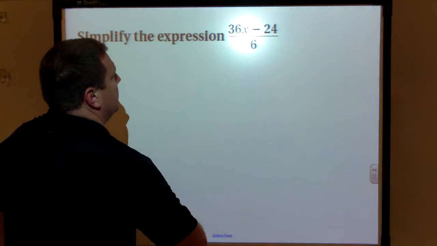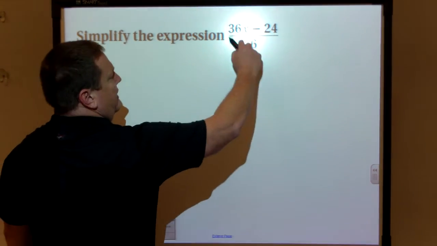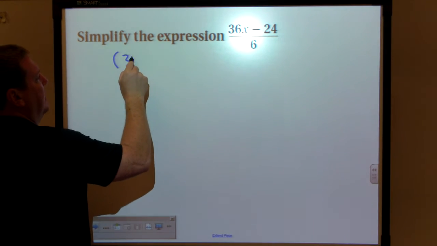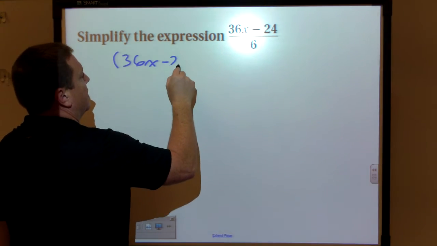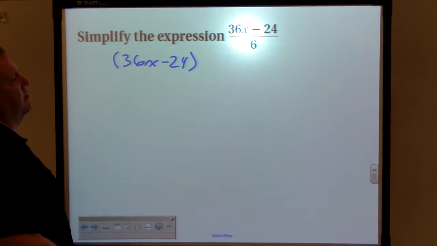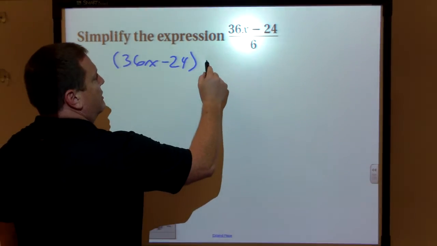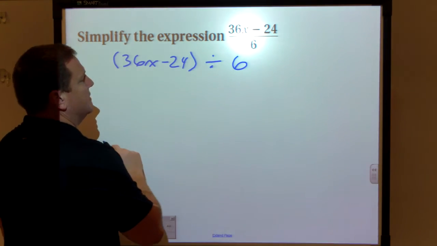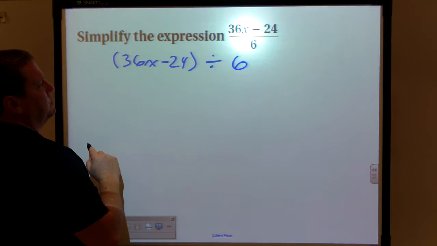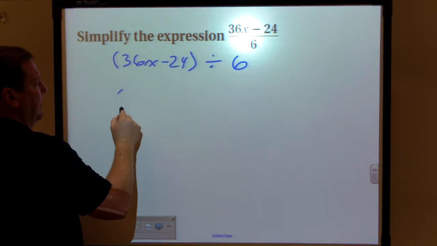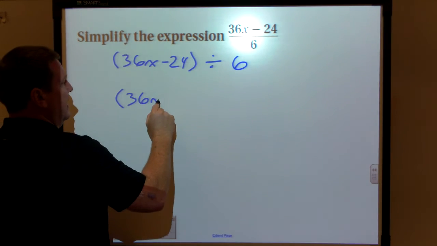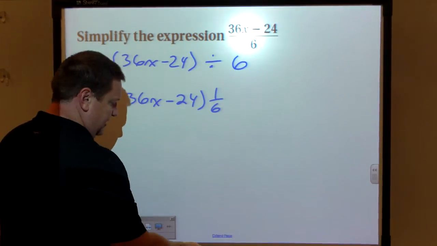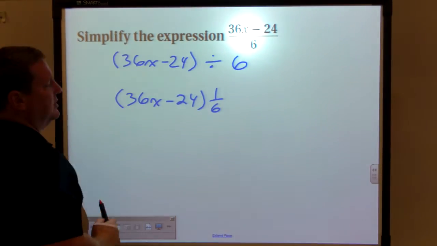Simplify the expression. What we're going to do, this is really a big fraction. We're going to rewrite this fraction as a division. Anytime you have more than one term in the numerator, you must think of it in terms of grouping symbols. So I'm going to rewrite this as this whole thing divided by 6. Well, we don't divide by the numbers, we multiply by reciprocals, so I'm going to rewrite that again as 36x minus 24 times 1/6. So the reciprocal of 6 is 1/6.